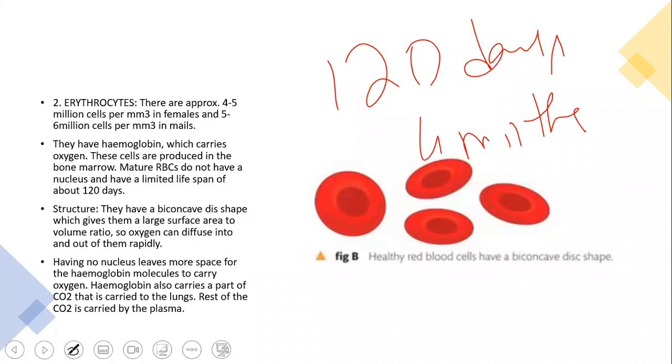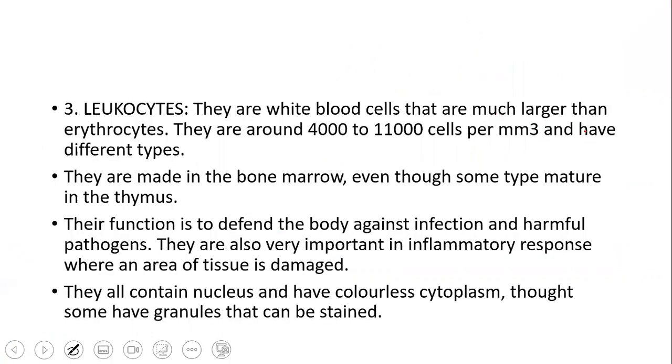Iron is taken back, generally recycled, hemoglobin is removed, and after 120 days, new red blood cells are going to be made throughout the entire body. Red blood cells are produced by the bone marrow. So we have to remember that.